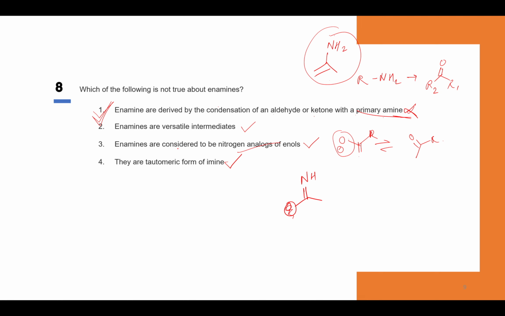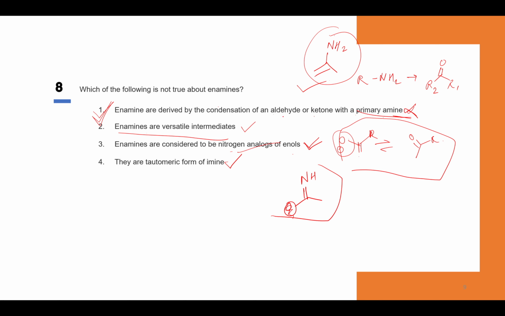Then we have discussed question number 8, which of the following is not true about enamine. Here we have discussed that enamines are versatile intermediates, which is a correct statement about enamines, and enamines are considered to be the nitrogen analog of enol. That's why this is also a correct thing about enamine. And the fourth option was that they are a tautomeric form of imine, which is also correct.